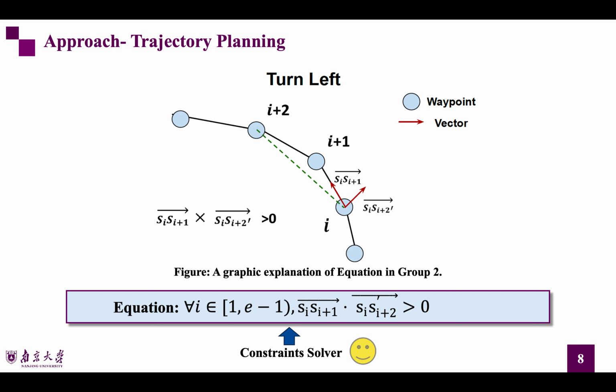Take left turn as an example. As shown in the figure, S_i,i+1 represents the direction vector composed of the position of the ith waypoint and the position of the i+1th waypoint. The vector S_i,i+2 represents the right normal vector formed by the positions of the ith and i+2th waypoints. We use a constraint solver to solve the above constraints.